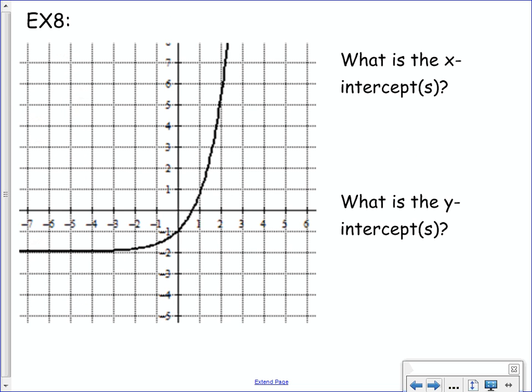Last but not least, what family? This is exponential because it's parallel to the x-axis. So this one is exponential.